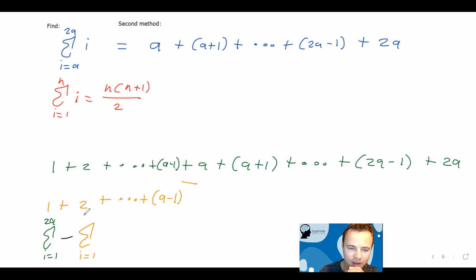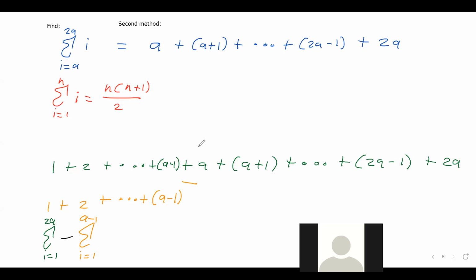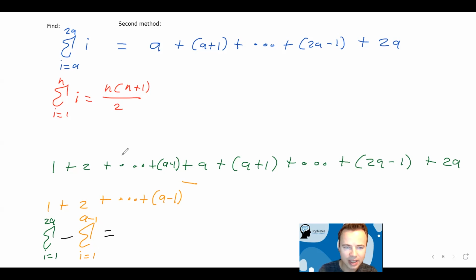1, right? And then the ending value is a minus 1. That's another way to come up with it. So now you said the blue series that we want to find is the green series minus the orange series. And then you can again apply the trick.